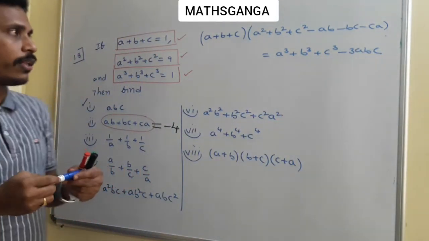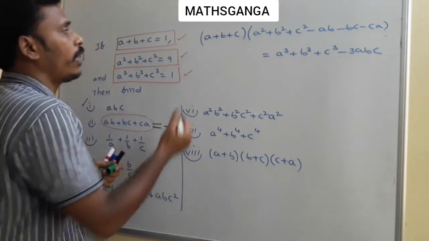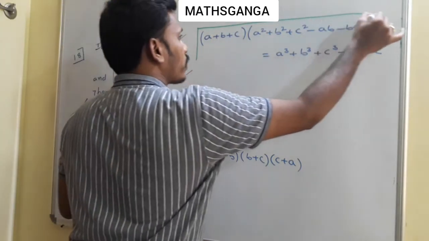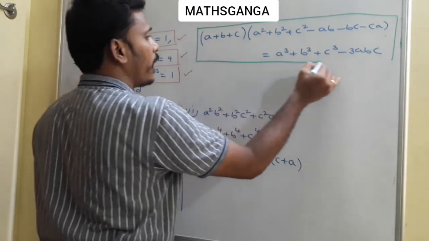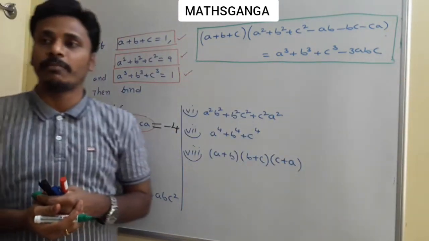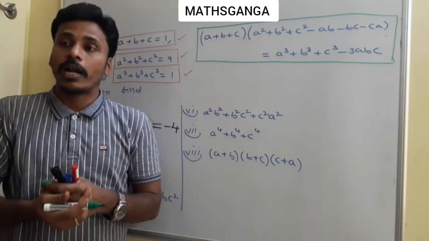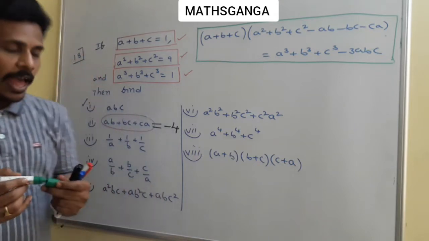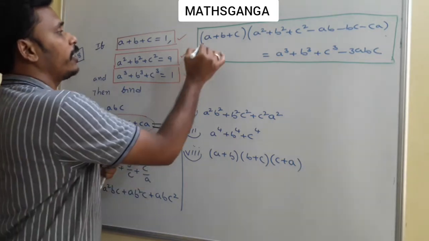Just recall the particular formula we discussed in the last class. What is that formula? a plus b plus c into a square plus b square plus c square minus ab minus bc minus ca is equal to a cube plus b cube plus c cube minus 3abc, the well-known formula which I mentioned in the last class. And now I am using this to find abc. If you look there, everything is well known. What are those? a plus b plus c.